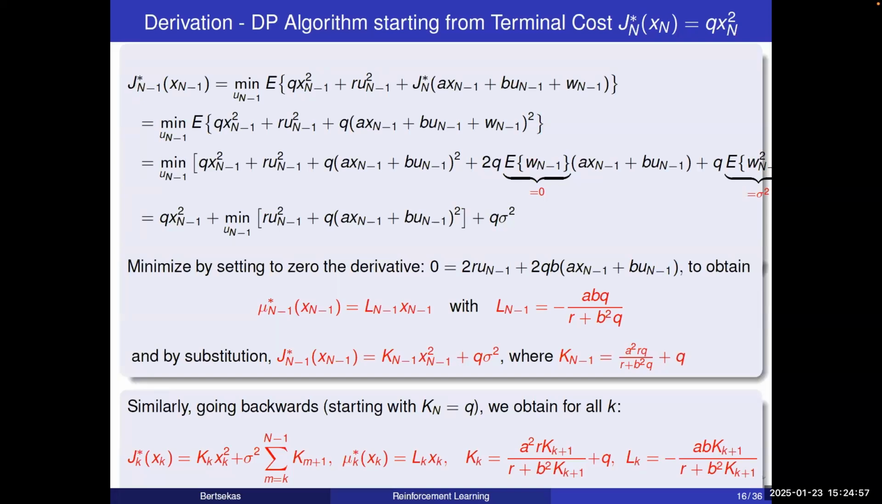I urge you to study and go through this computation, even though it looks a little formidable. It is actually very simple conceptually. It's just a matter of taking derivatives, collecting terms, and so on, and everything works through from one stage to the next.